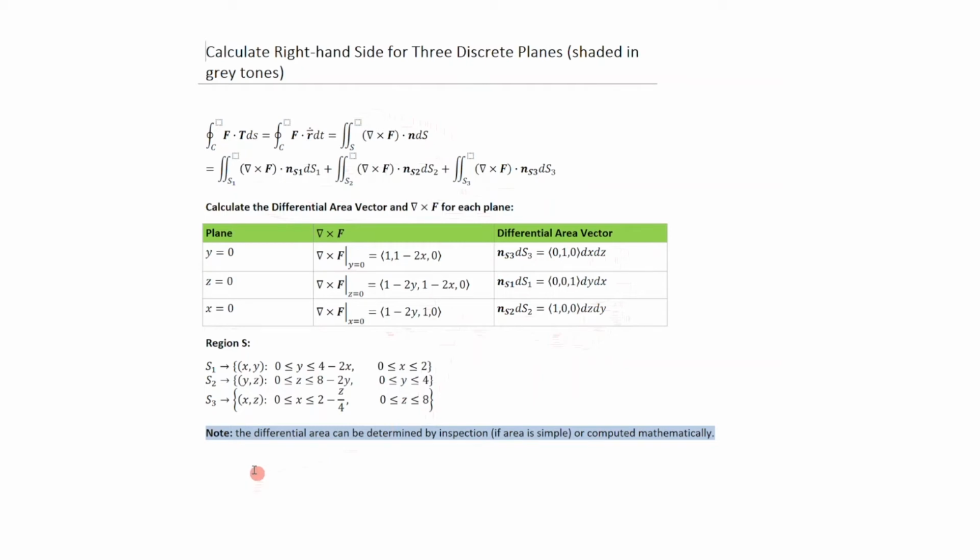Okay, so just a general note. The differential area can be determined by inspection if the area is very simple. And if that's not the case, you just compute it mathematically. So we more or less have everything ready. We can move to the next step.